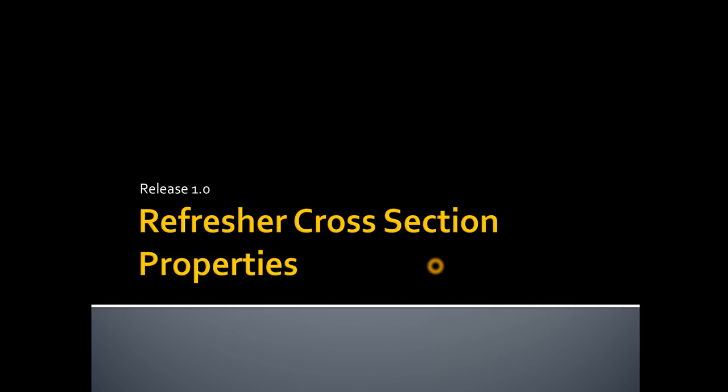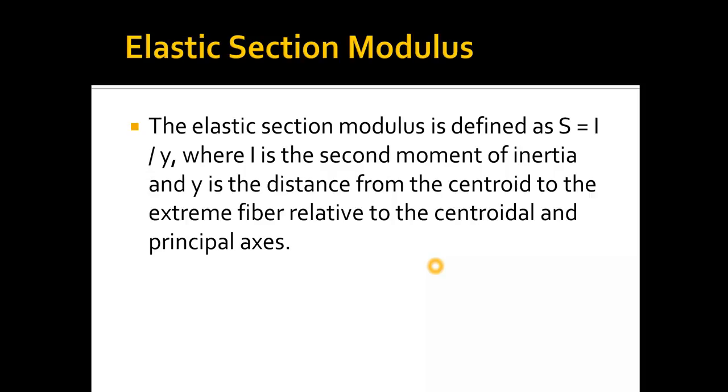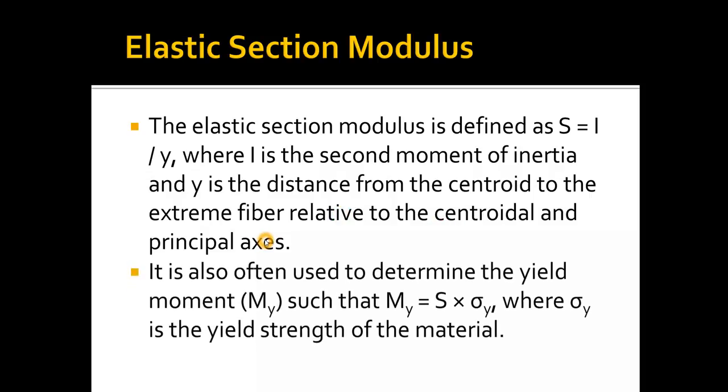I thought it might be a good idea to quickly walk through the definition of some of the section properties being produced by Structures Office. The elastic section modulus is the second moment of inertia divided by the distance from the centroid to the extreme fiber, relative to the centroidal and principal axes. It's used to compute the yield moment. So it's simply the elastic section modulus times the yield stress to get the yield moment.